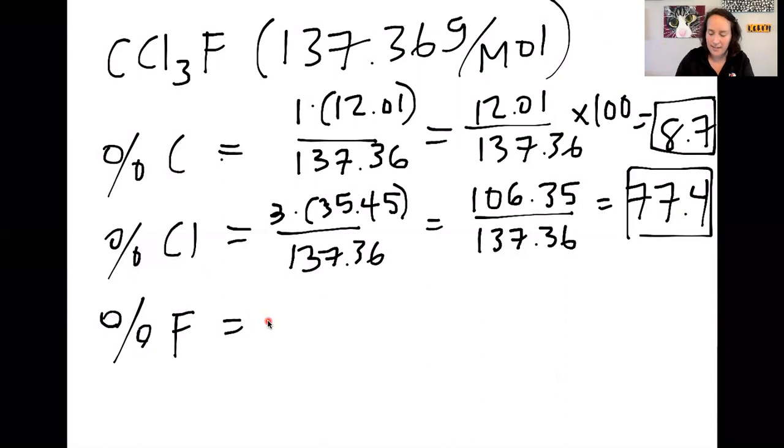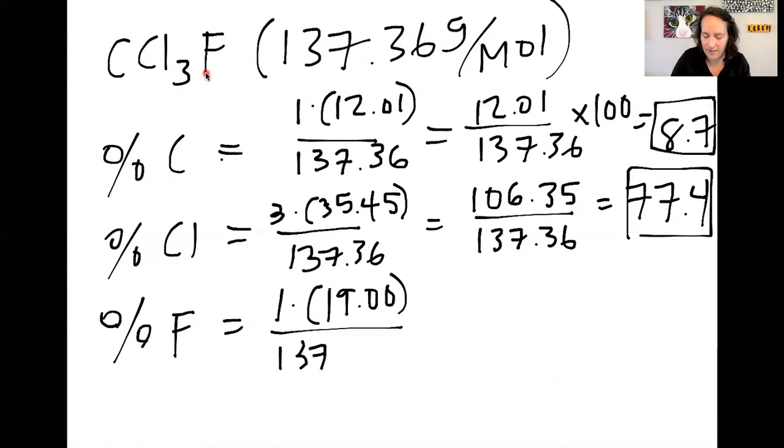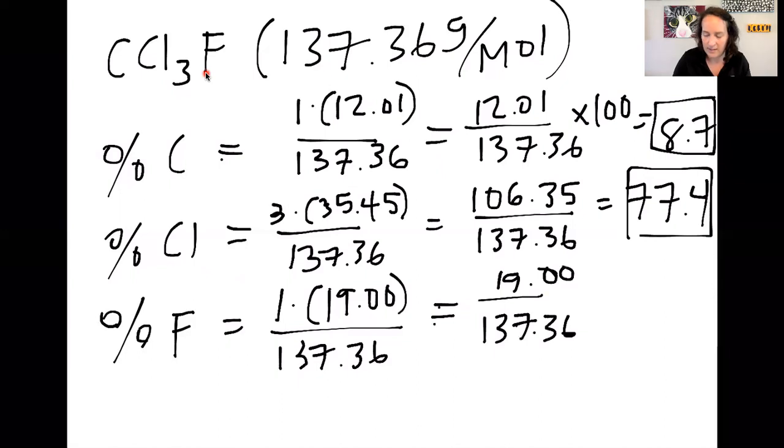So fluorine, remember there's 1 atom of fluorine. So 1 times, and the molecular weight of fluorine, I have to check again. Oh, it's 19 even. Times 19 divided by 137.36. So 19 over 137.36. What do we get? 19 divided by 137.36. I get, oh, times 100%, 13.8%.